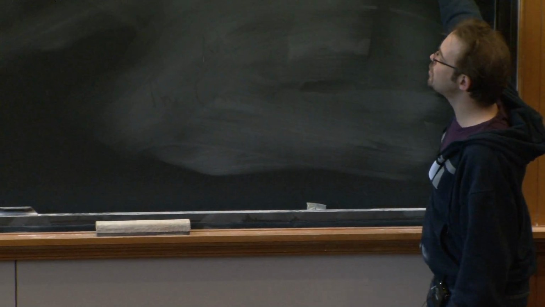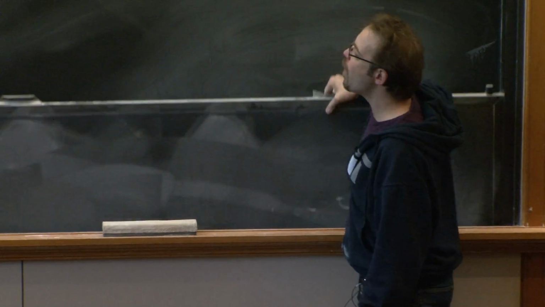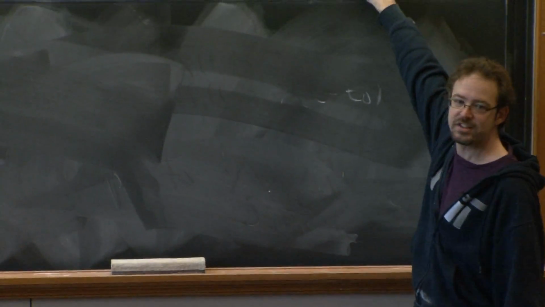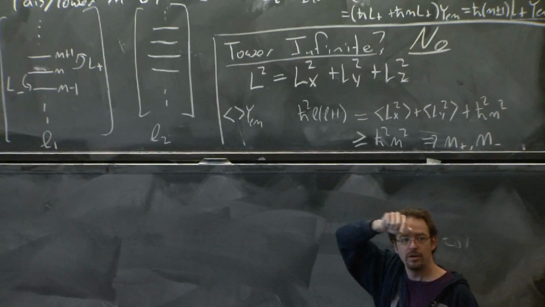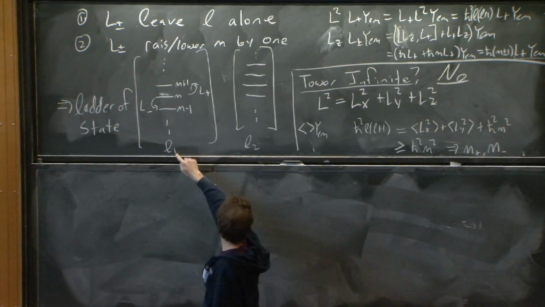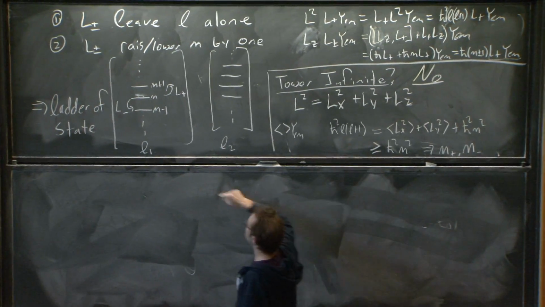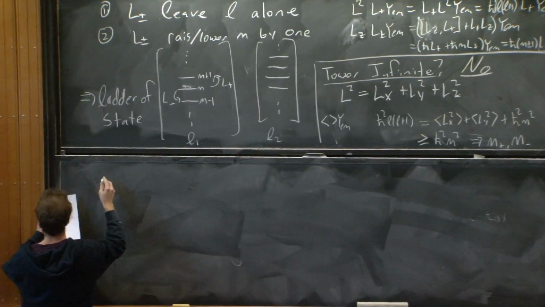OK, so let's turn this into now a precise argument. What are the values of M plus and M minus? What is the top value of each tower? Probably it's going to depend on total L, right? So it's going to depend on each value of L. Let's check that. So here's the nice trick.